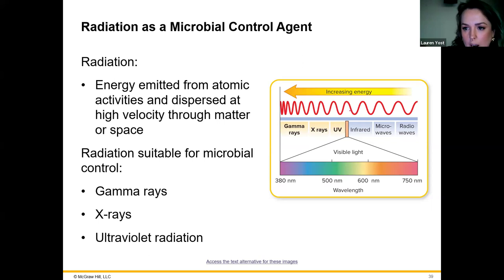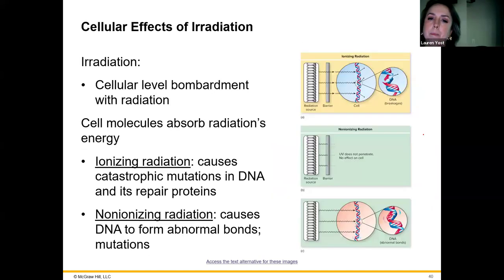So you can see here high energy waves on this side. Yes, there's infrared and microwaves and radio waves down here. Yes, radio waves, like literally like you listen to the radio. That's what that is talking about. All right, irradiation refers to bombarding the cells or the surface or whatever it is with radiation. Okay, no surprise there.